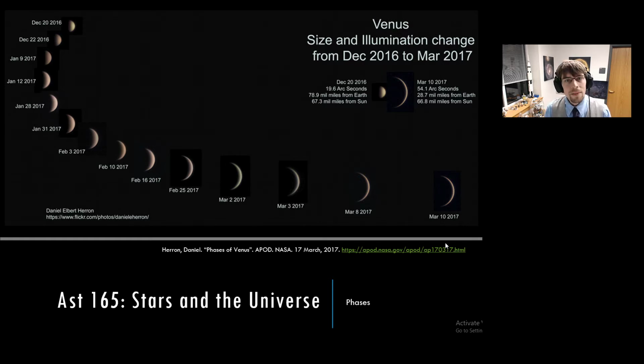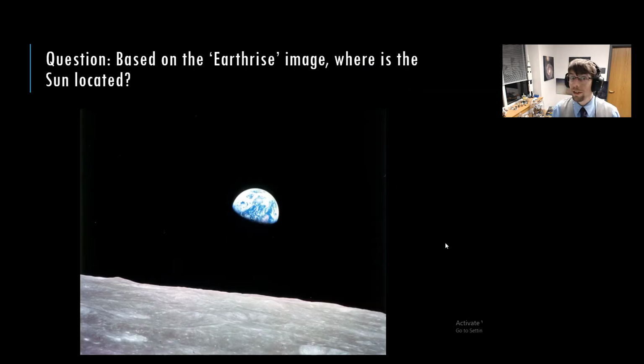Okay? So first off, we'll start off with a really cool historic image. This is known as Earthrise, and it was taken by the Apollo 8 astronauts on the first trip of humankind around the far side of the moon. Now, the question I have for you is, where is the sun located in this image? You got it? Yeah, good. And so you say, well, how do I get that information?